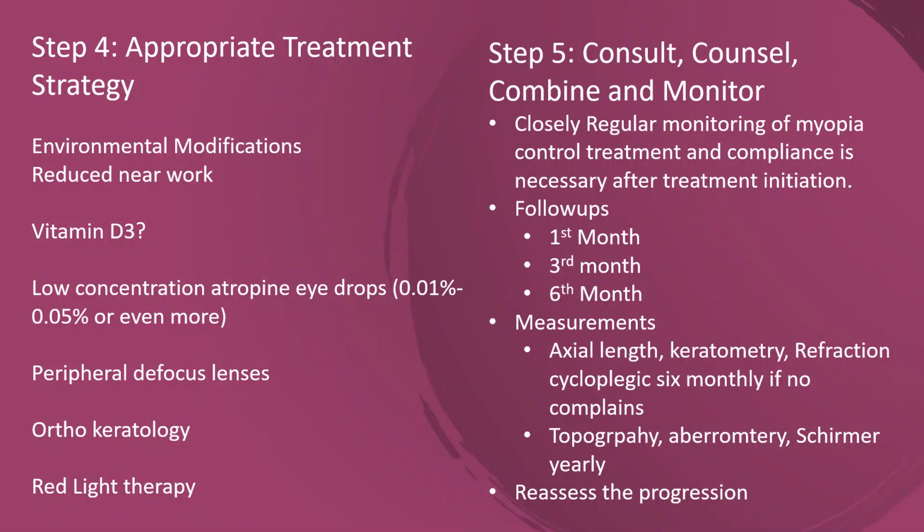Now, step 4, obviously from the IMPACT guidelines or even otherwise, would be that once you have the progression, or even before that, when the patient presents to you and you can see that this patient is a myope, there is a possibility that this patient may progress. You don't know whether this patient would actually progress or not. So you would start them straight away on environmental modifications, which are mainly to reduce near work and increase outdoor activity.